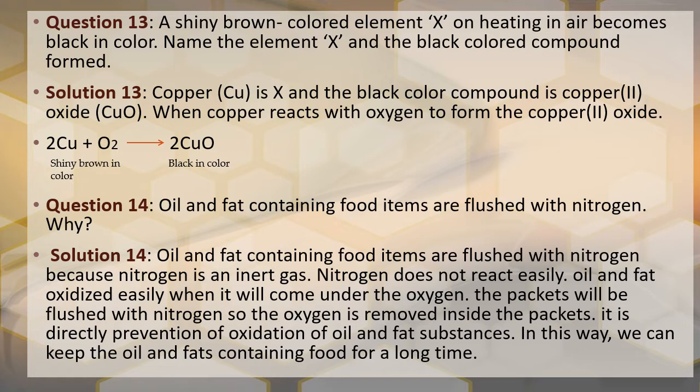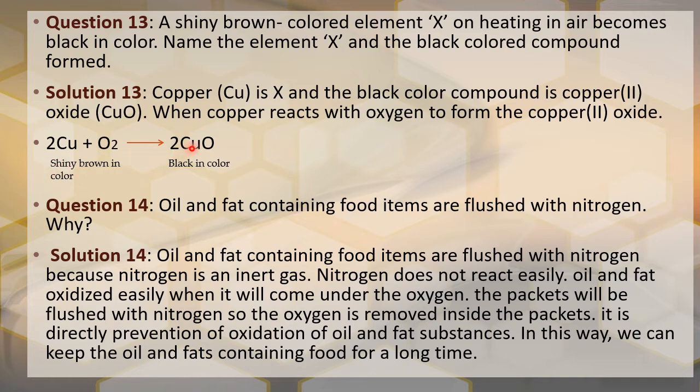Why does it become black in color? Because copper, when you heat in air, reacts with oxygen and becomes copper oxide. This copper oxide is black in color. That is shown in the form of a chemical equation here. Copper on reacting with oxygen or air becomes copper oxide. Shiny indicates the metallic, lustrous property of copper, that's why it is a shiny brown color. And black color, because the color of copper oxide is black.